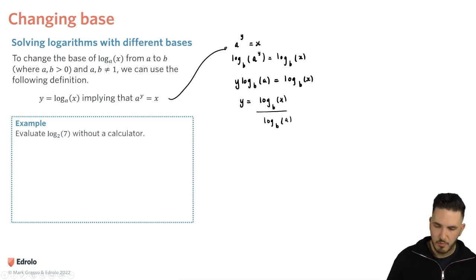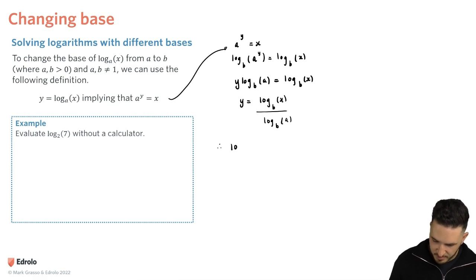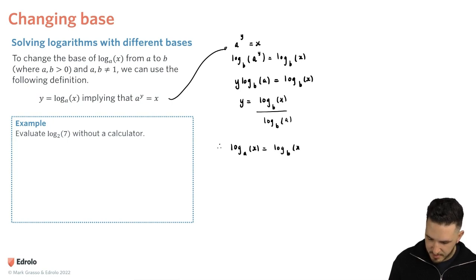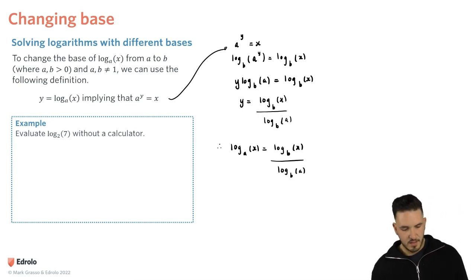And if we think about what y was initially, we can then state that log a of x is equal to log b of x divided by log b of a. So that's the change of base formula.